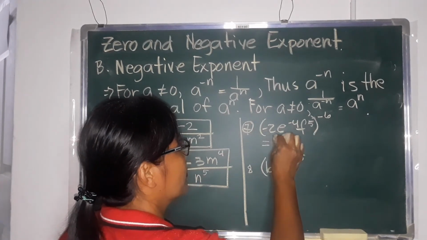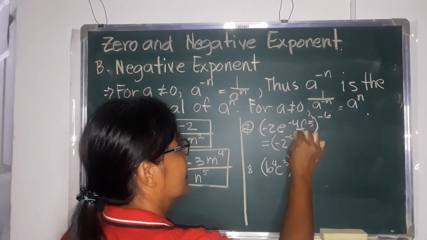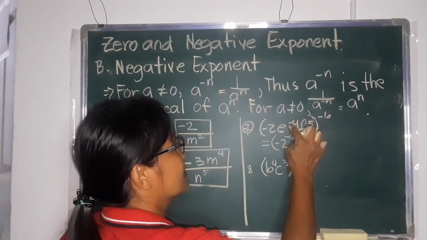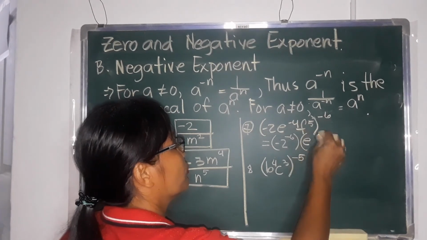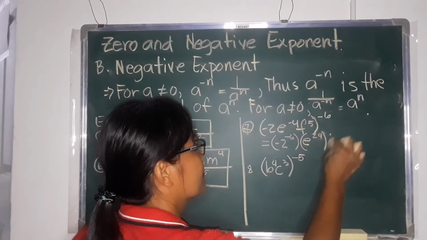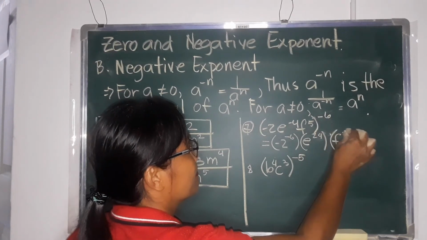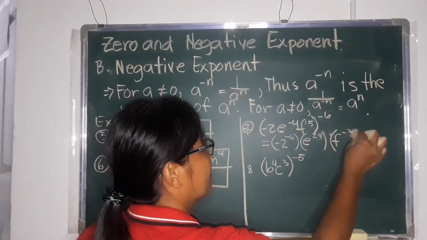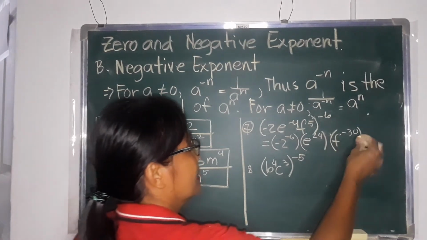We have negative 2 raised to negative 6. Next, e, negative times negative is positive. Then 6 times 4, 24. Next, f. So, positive times negative is negative. 5 times 6, 30. Okay, so is this our final answer? No. Simplify.